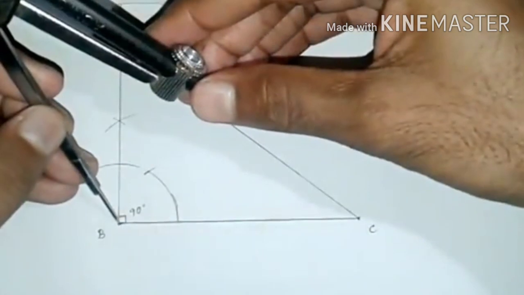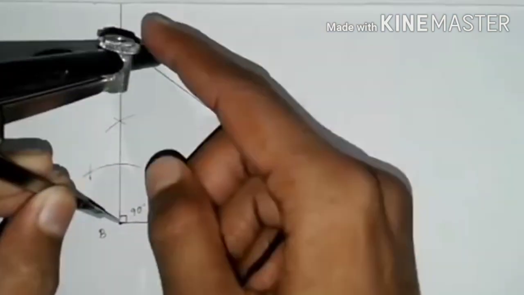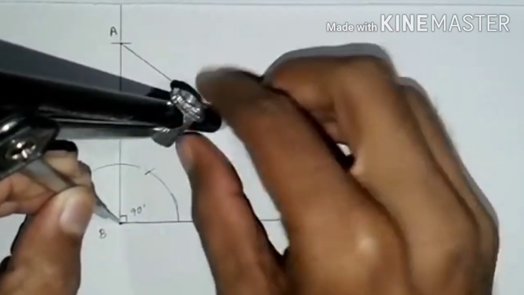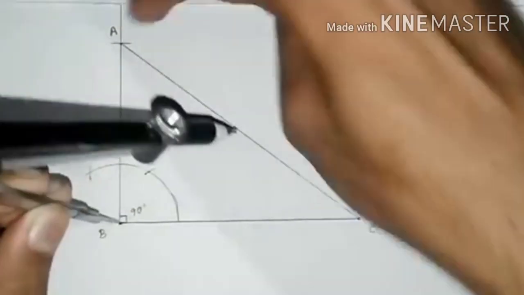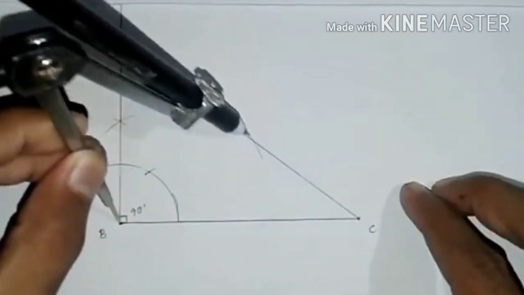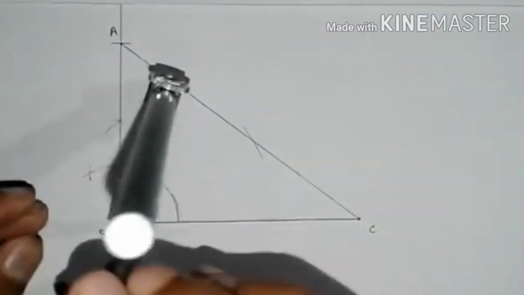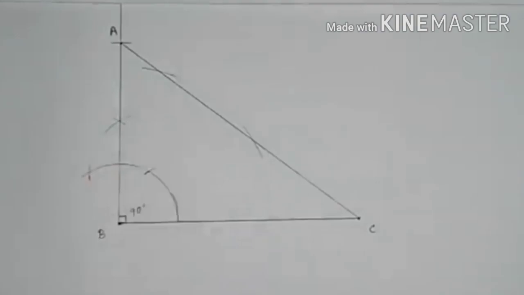Next we have to draw a perpendicular from B to AC. For that fix your compass at B and stretch your compass up to the line AC, and you have to draw two arcs by keeping your compass at B on the left and right side of the line segment AC. So you have to draw two arcs with B as center.